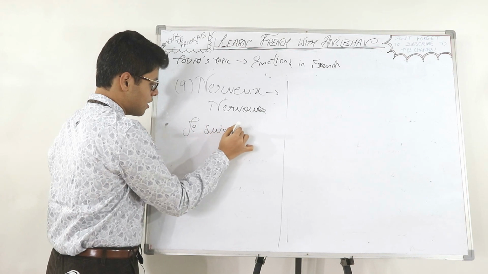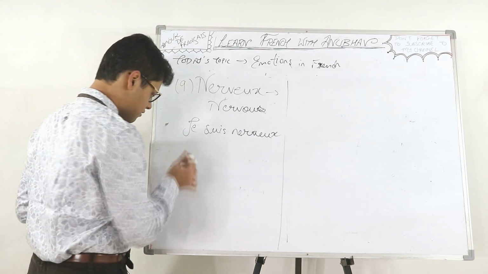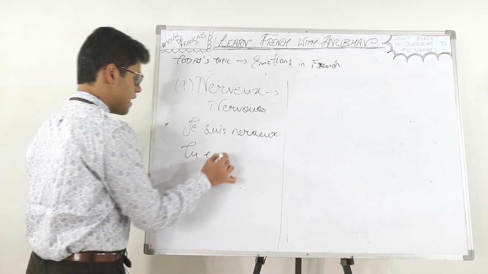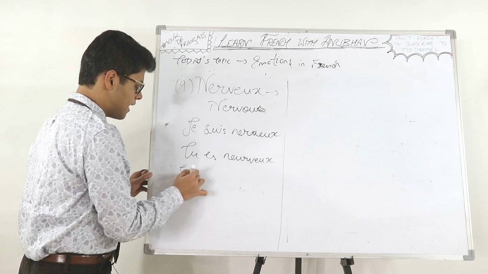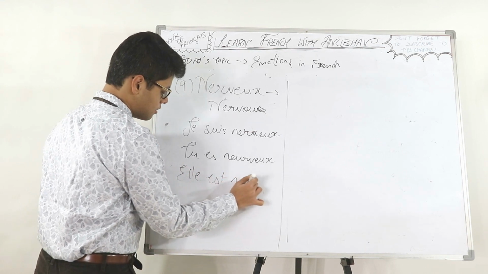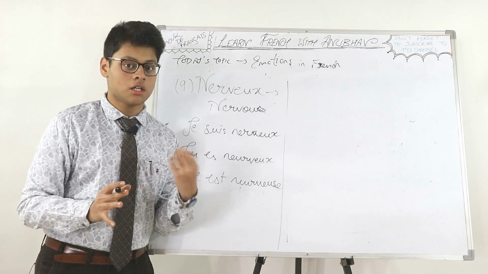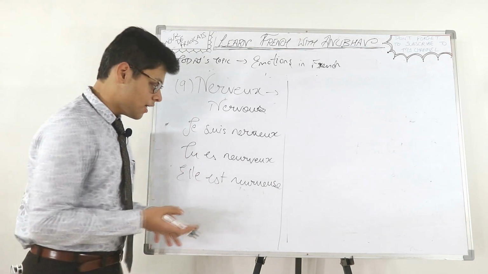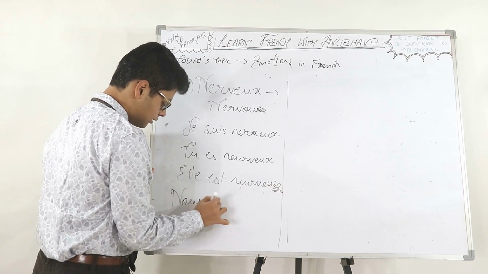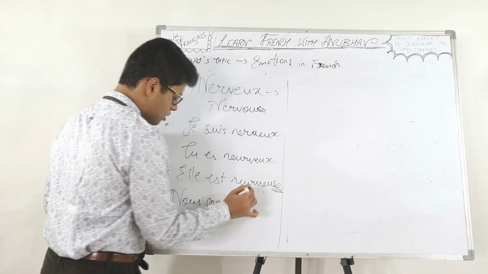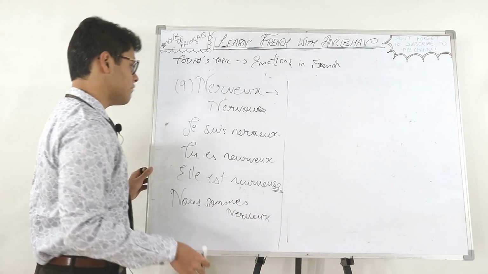Je suis nerveux. With tu, let's write it here. Tu es nerveux. With elle, it will be nerveuse. Same case which was for amoureux, for heureux. Nerveux also follows the same thing. This I hope you remember. And nous sommes nerveux, no change. For nerveux, simply written the same way.